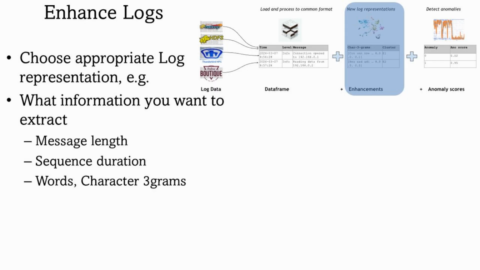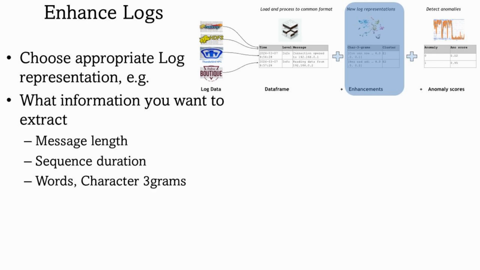The next step involves choosing an appropriate log representation and deciding what specific information to extract. First, selecting the representation depends on the goals of your analysis. For example, you may choose to use message length, sequence duration, or character n-grams, e.g. 3-grams, as features for anomaly detection.